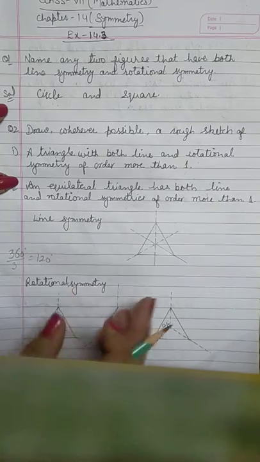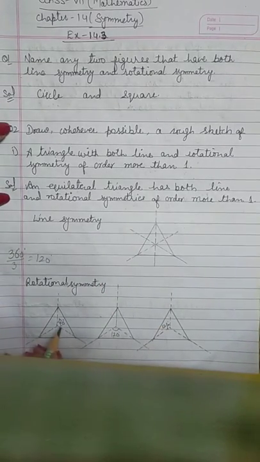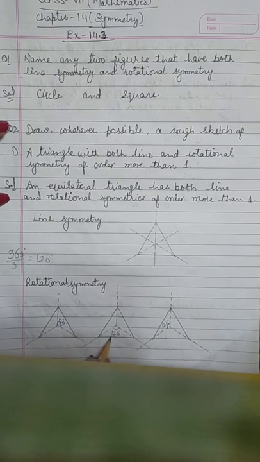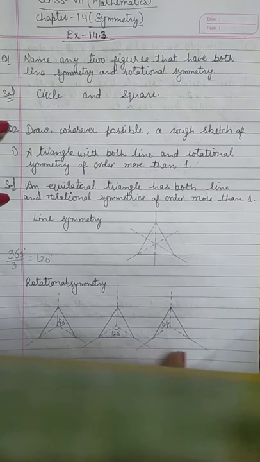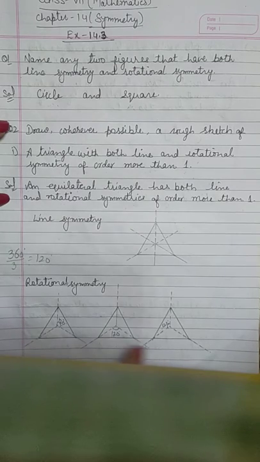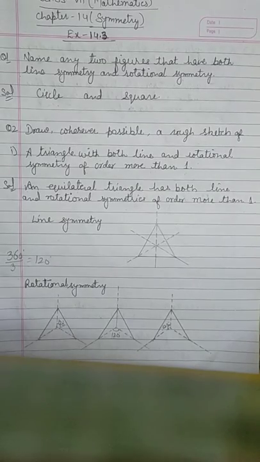It means it will give you 3 rotations and each rotation will be 120 degrees. On the first rotation it reaches 120 degrees, then on the second again 120, and on the third it comes to its original position, and at each step it looks the same. So it has 3 rotational symmetries.